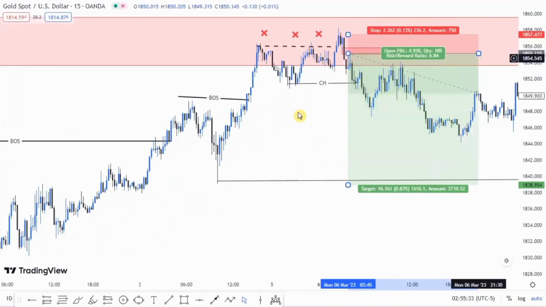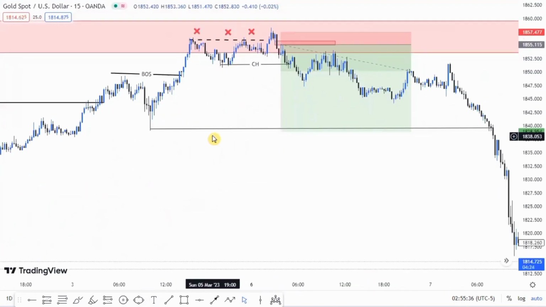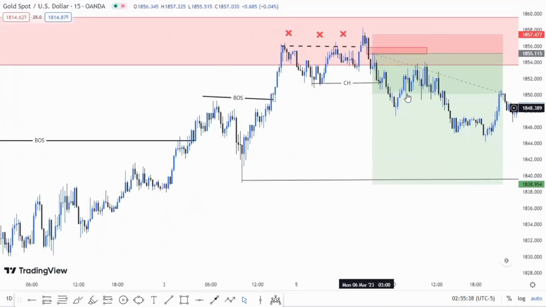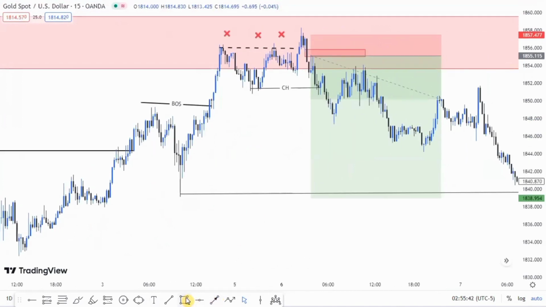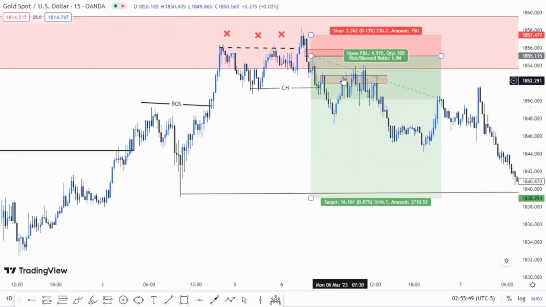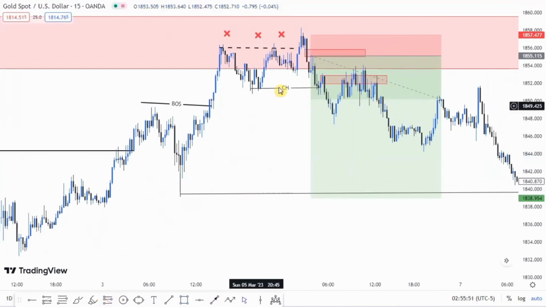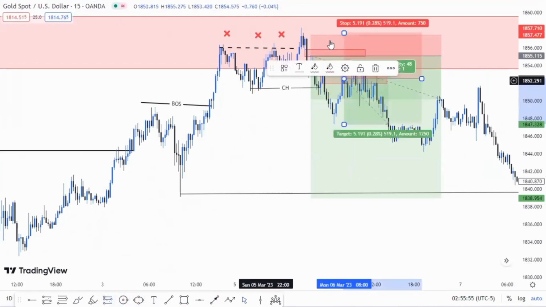It might still not be visible, so let me zoom in a little bit. Let me take this down and zoom in so that you can clearly see the whole thing. So there was an imbalance on the 15 minutes time frame. After entering the trade, there was a break of market structure. I was still patient.